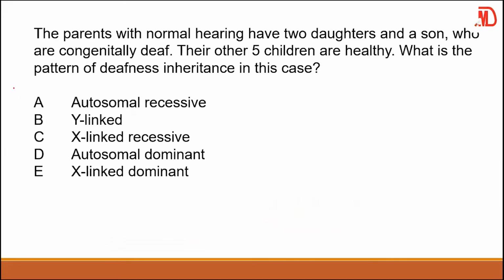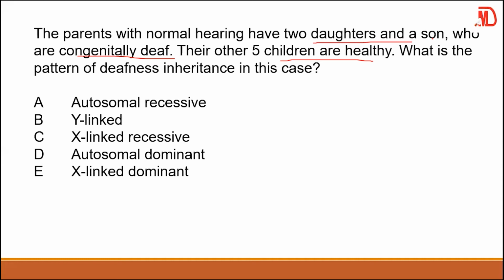All right. So the parents with normal hearing have 2 daughters and a son who are congenitally deaf. Their other 5 children are healthy. What is the pattern of deafness inheritance in this case? For them to tell us that the parents are fine tells you that this might not be from the mother or the father directly, but it could be an autosomal disease. This has got nothing to do with the X or the Y chromosome, because they're telling us that 2 daughters are sick, and one son is also sick. So this has really nothing to do with whether it is X or Y linked. Sex-linked disease is out of this question completely.